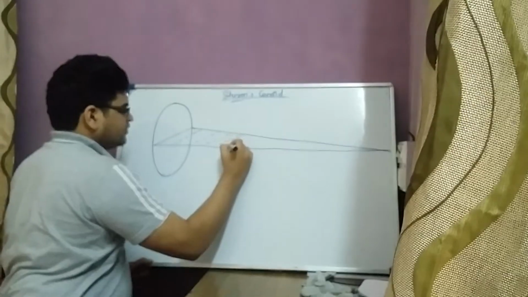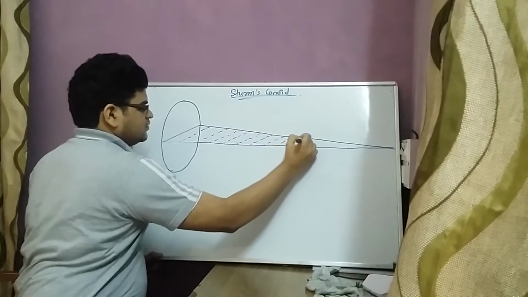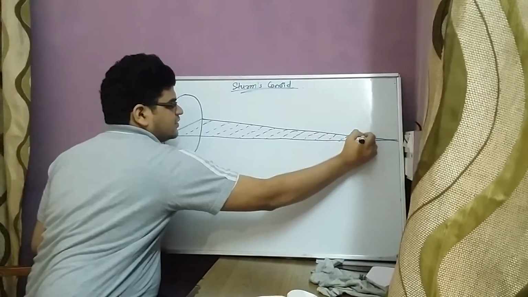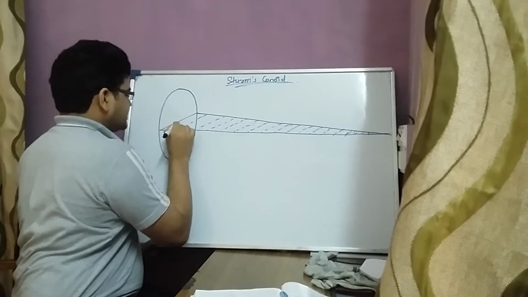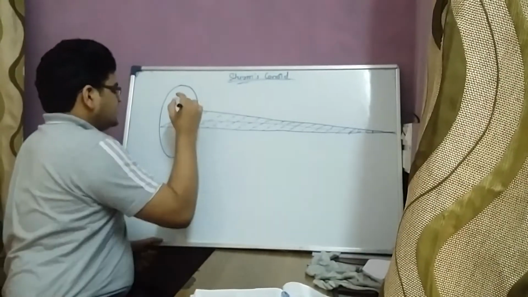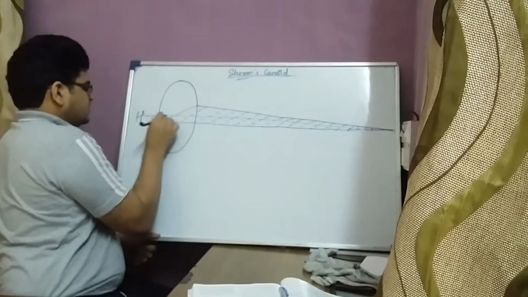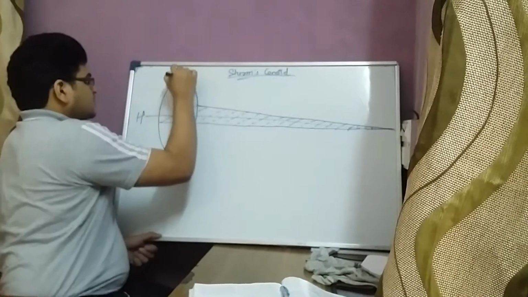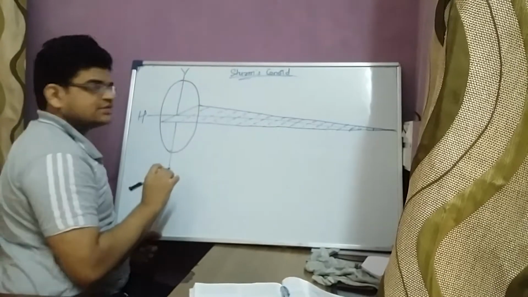These are the horizontal rays. What is that circle? Toric surface, or an astigmatic lens. This is the axis of the horizontal rays. Horizontal edge. This is the axis of the vertical rays.